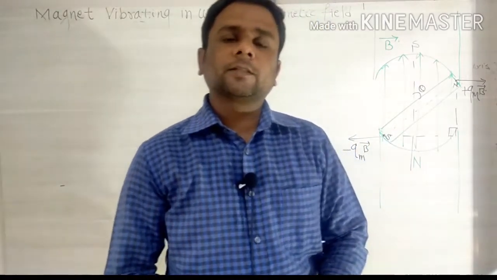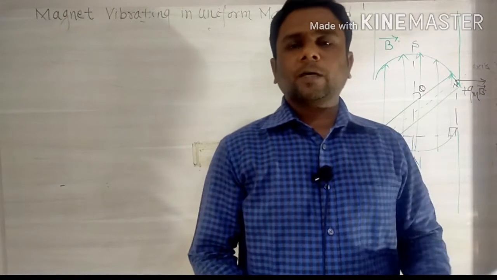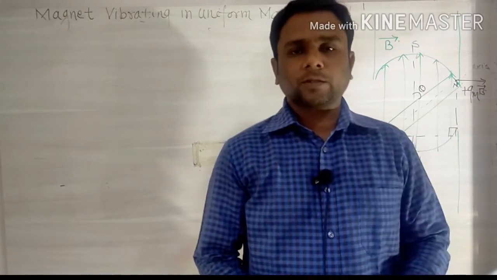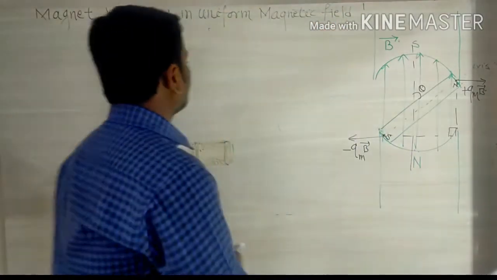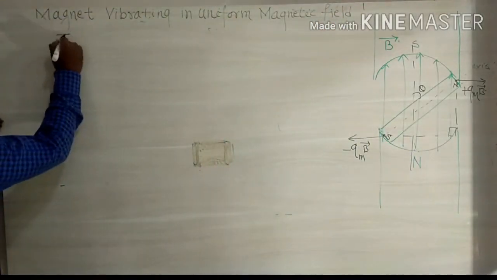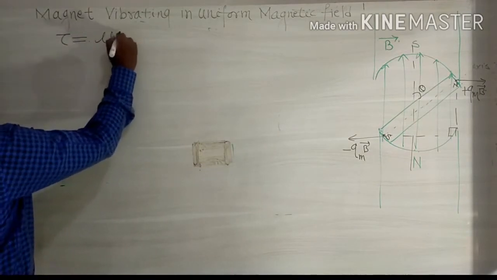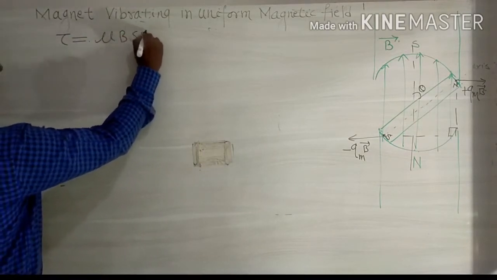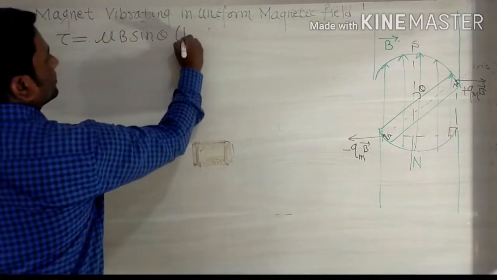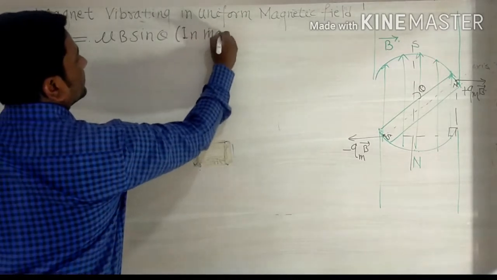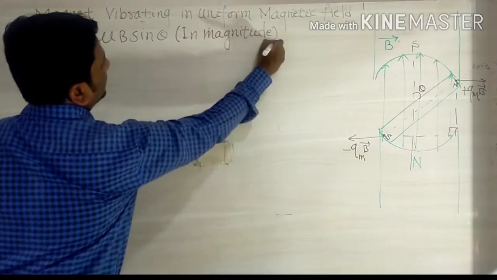We know that torque is nothing but the magnitude of one of the forces into the perpendicular distance between the two forces. So torque is equal to F r. By this we get the equation of torque. Torque is equal to mu B sin theta in magnitude.